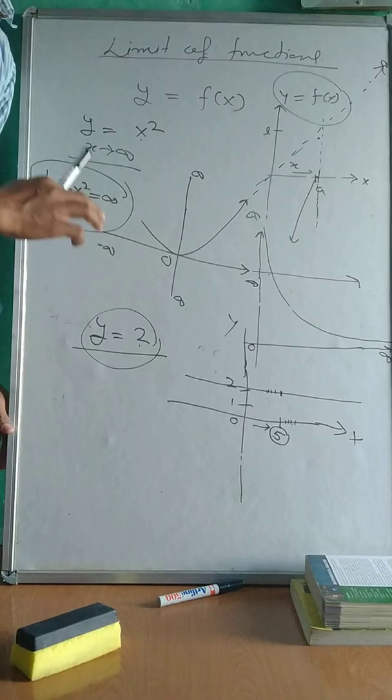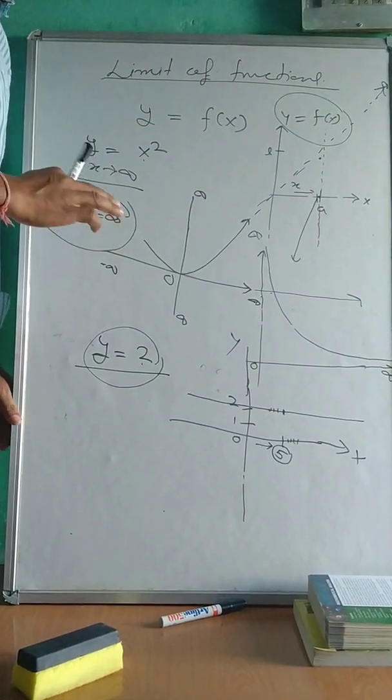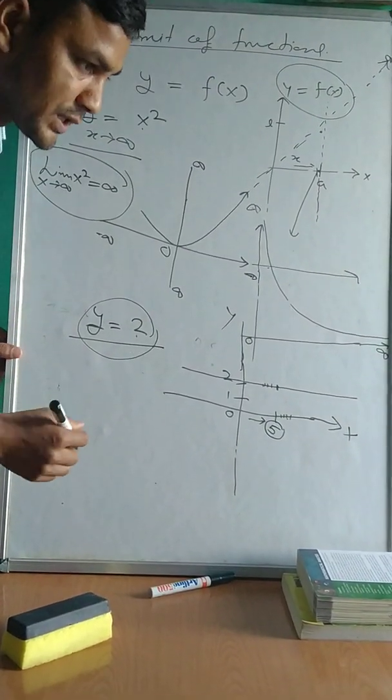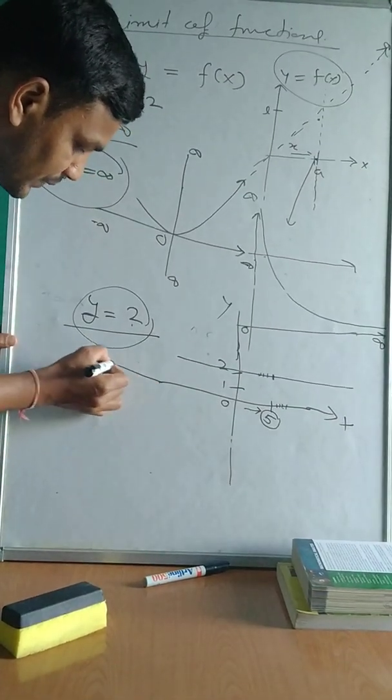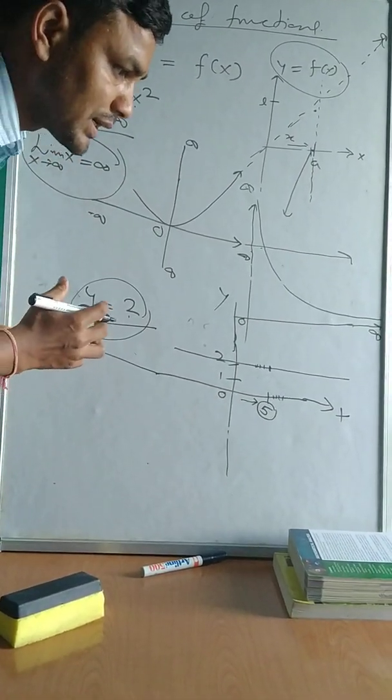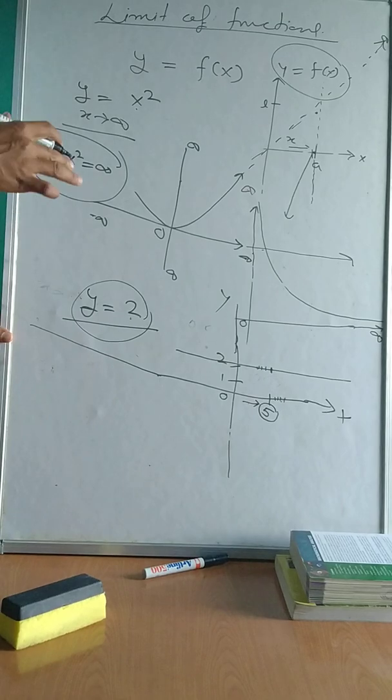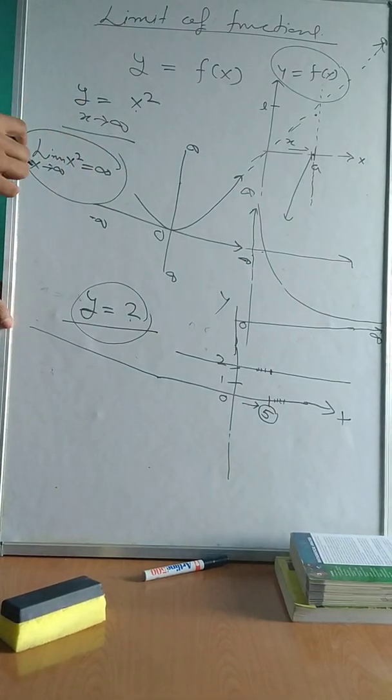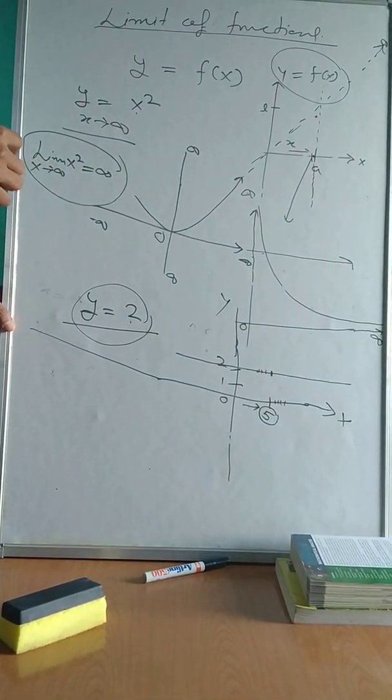This is the basic logic of the limit of the function. In our next lecture, we will learn about the left-hand and right-hand limit of the function, and we will solve the left-hand and right-hand limit of a function.